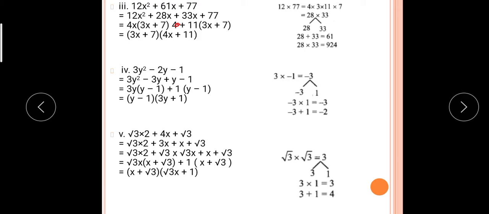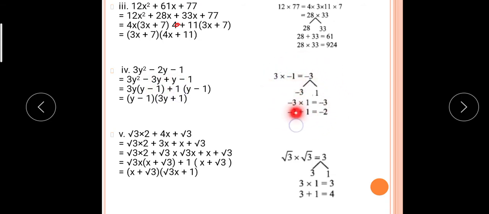Now next question, 3y square minus 2y minus 1. What is the y square coefficient? 3. And what is the constant term? Minus 1. So multiplication should be minus 3 and addition should be minus 2. So 3 into minus 1 is minus 3. Divide the factor in such a way that their addition should be minus 2 and their multiplication should be minus 3. And always write this before factorizing.